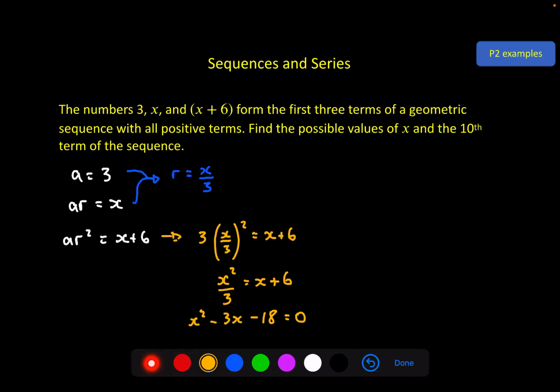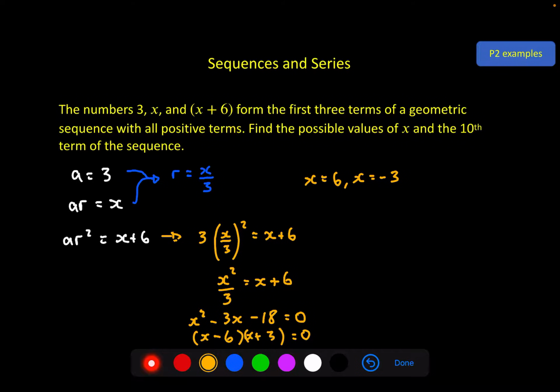I feel like I should be able to factorize that rather than use my calculator here. What have we got? A 6 and a 3. Minus 6, plus 3. That looks about right. So x is equal to 6, or x is equal to -3.